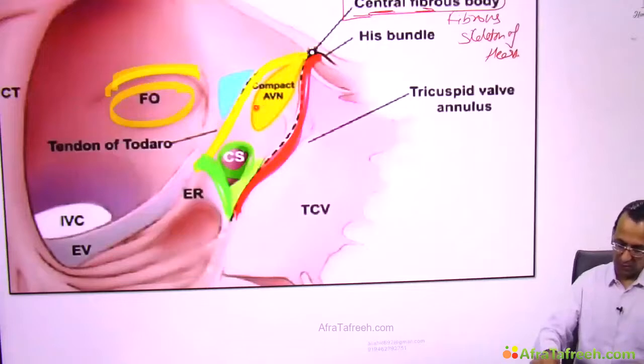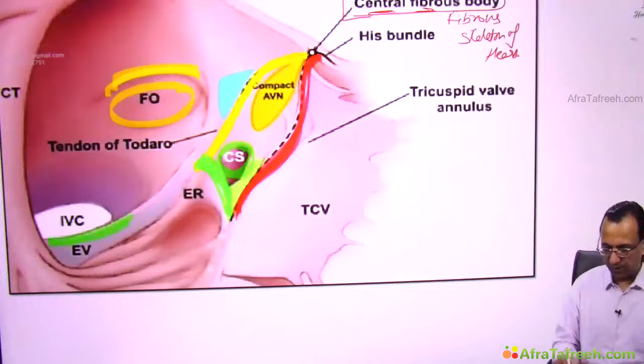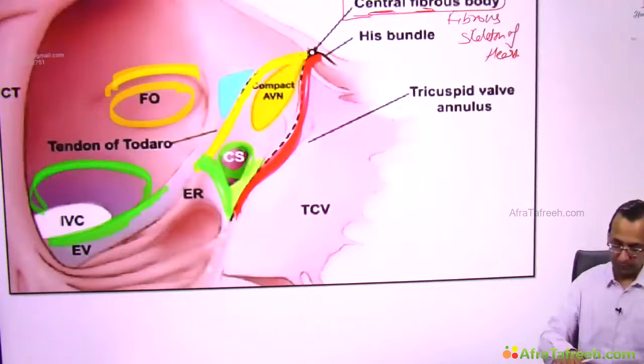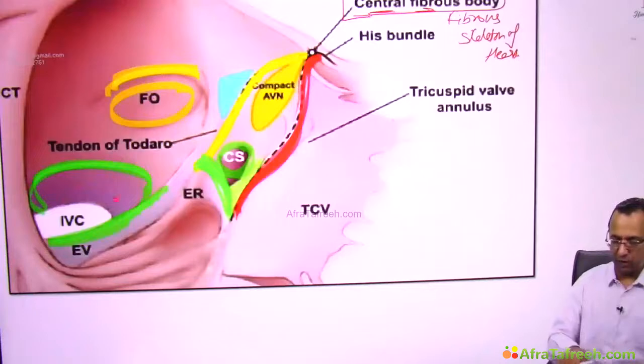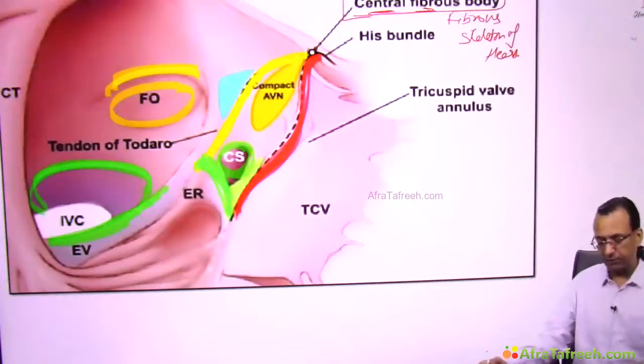And what is this EV? EV is the eustachian valve, which is the embryological valve for the inferior vena cava opening in the fetus. So the inferior vena cava is guarded by a valve, the eustachian valve, in the embryological situation, but in the adult it is non-functional. So these are some of the things which we wanted to know.